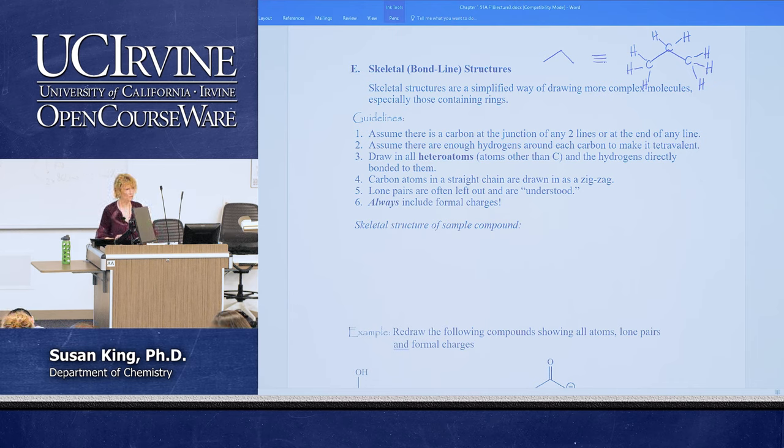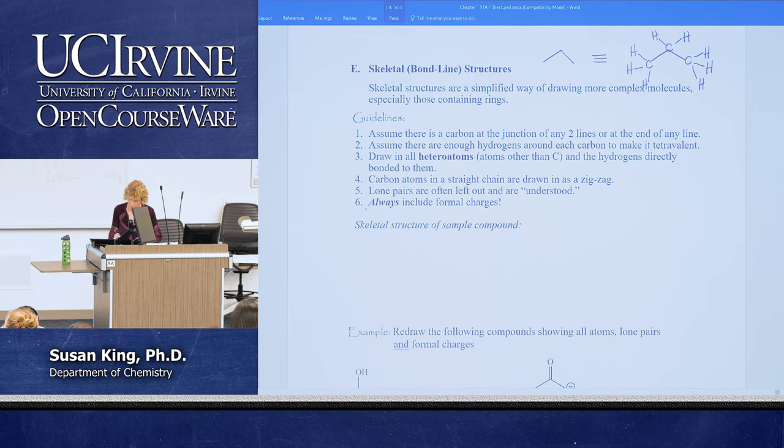So carbons are understood. Heteroatoms are things other than carbon, like the most famous ones for us are oxygen, nitrogen, and the halogens. You do have to draw those. Carbon atoms in a straight chain are drawn as a zigzag. Lone pairs are often left out and are understood. May not be understood by everybody, but they are understood.